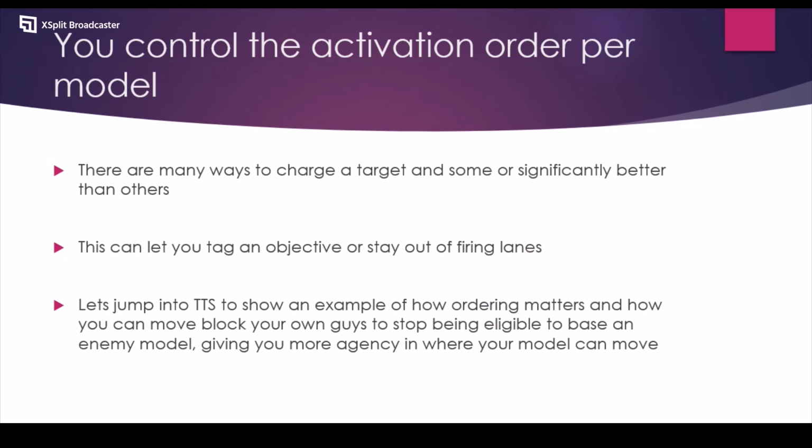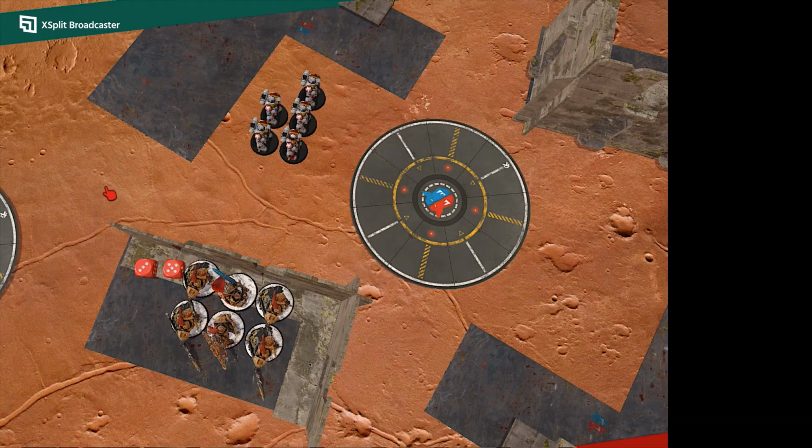So let's jump into TTS, and we can show you how ordering matters. Everything will be the same: starting locations will be the same, charge roll will be the same. It's just the order in which you move your models that'll allow you to have different results. So thanks for joining me on TTS. We can see we've just put in a sandbox mode here. We've got an objective, you can ignore the deployment lines, and we've got some enemy incursors here, and we've got a unit of guardians with a blade champion.